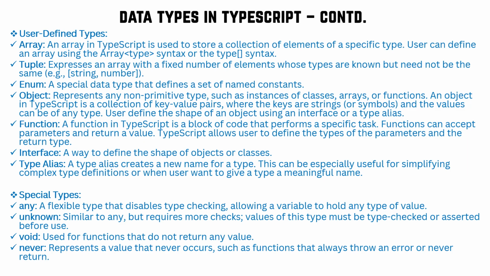Object and class are nothing but, whenever you are creating a class, data will be showing. We can try to create an object or instance so that we can access it. So the object represents non-primitive types such as an instance of a class, arrays, or functions. An object in TypeScript is a collection of key value pairs where the keys are strings or symbols and the values can be of any type. Users define the shape of an object using an interface or a type alias. Okay, interface was already discussed, a way to define the shape of an object or class.